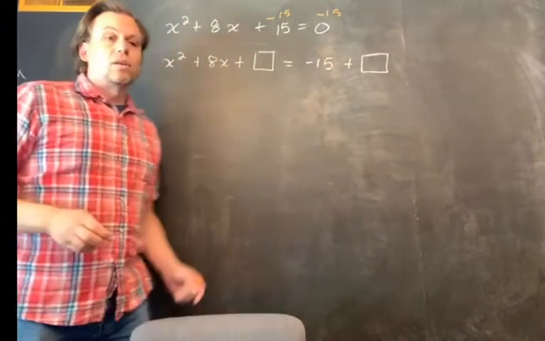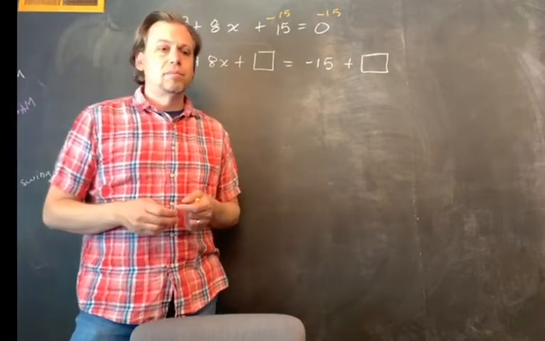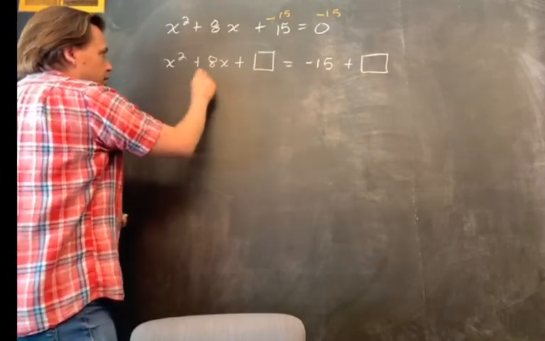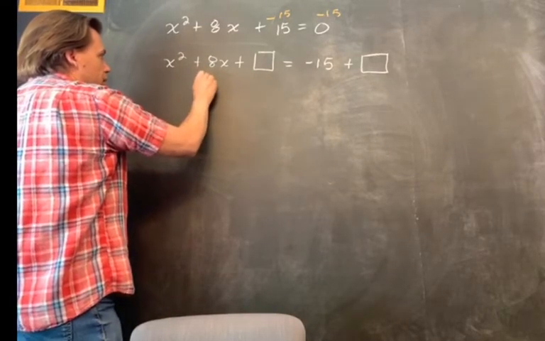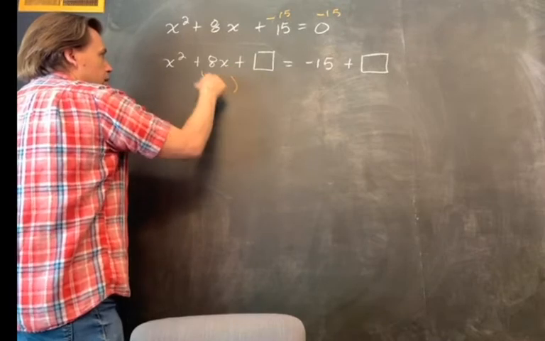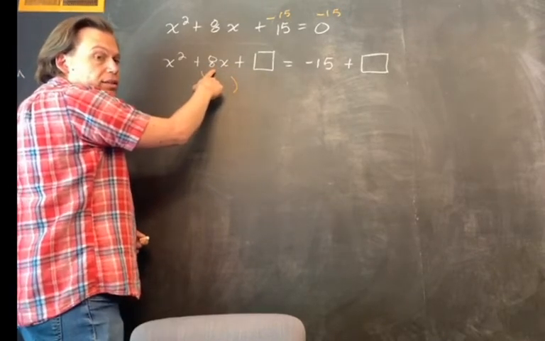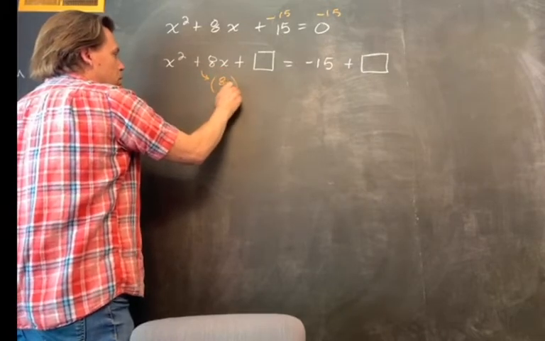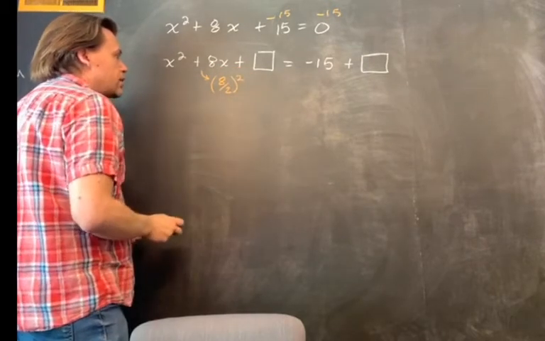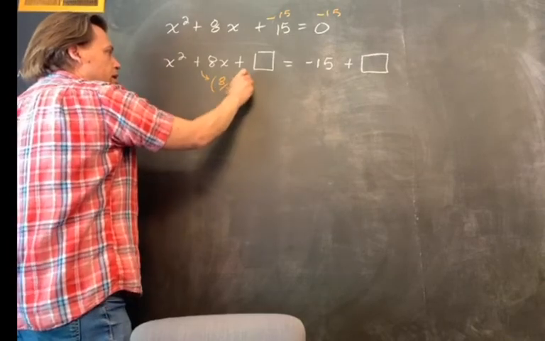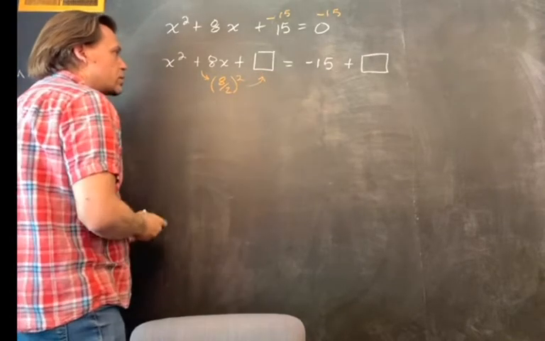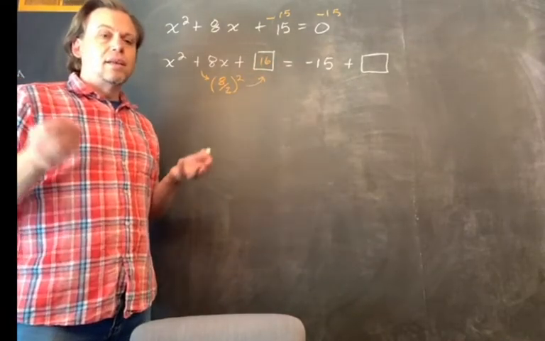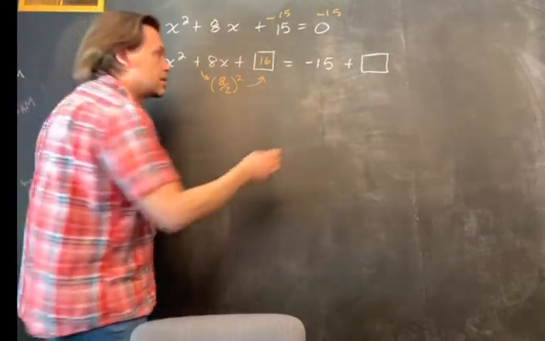Question is, what is that something? There's a quick trick, which is to cut this in half and then square it. So 8 divided by 2 squared, that's 4 squared. 4 squared is 16. That's what goes in the box. So we're going to add 16 to both sides of the equation to keep it balanced.